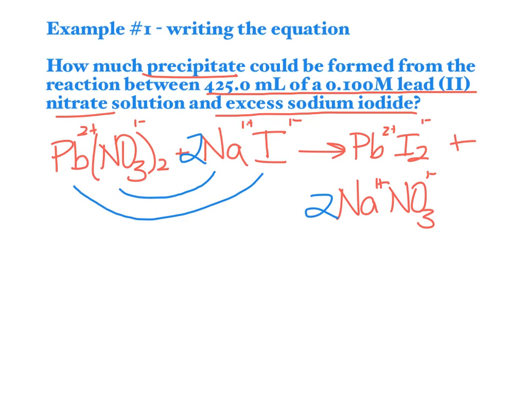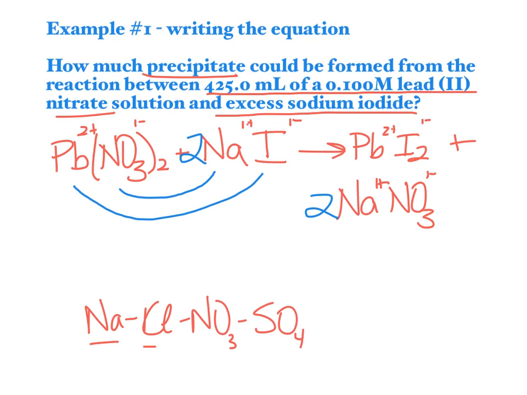Solubility rules, if you've got them on hand, will make your life easier, but a lot of the time we have shortcut solubility rules that we can use: the Na-Cl-NO-SO rule, which says that anything with sodium in it is soluble, and most things with chlorine are soluble. Nitrates tend to be soluble, and sulfates tend to be soluble.